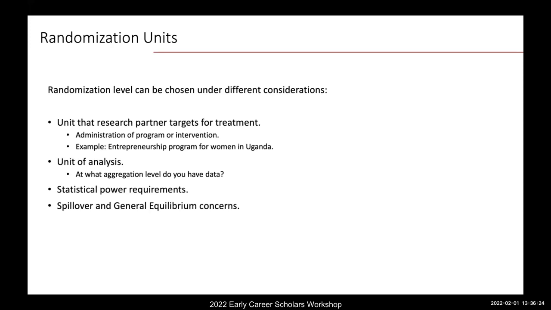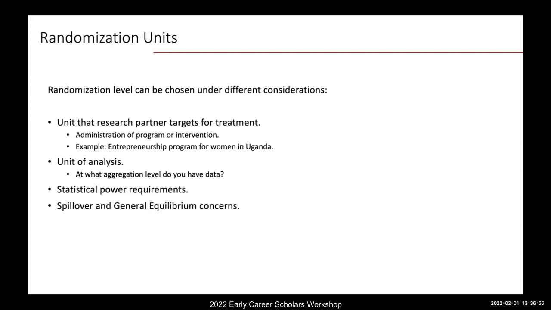Another point of consideration is to think about what analysis level you will actually be able to look at, okay? So at what aggregation level do you actually have data? Do you have data on the individual? Then most likely you want to randomize on individual level. But if you only have aggregate data on the school level, then it's not going to be helpful for you to randomize on the individual level because you're going to have to look at the school level data in any case.